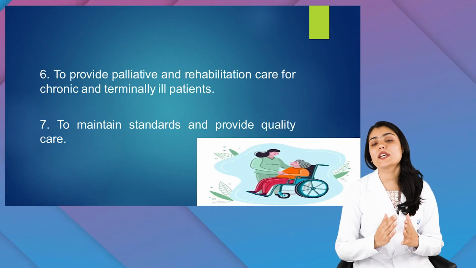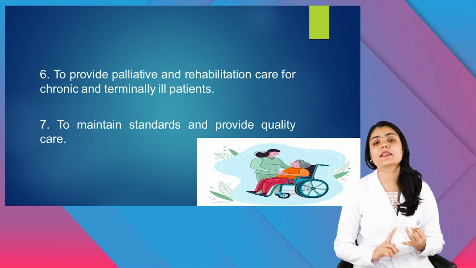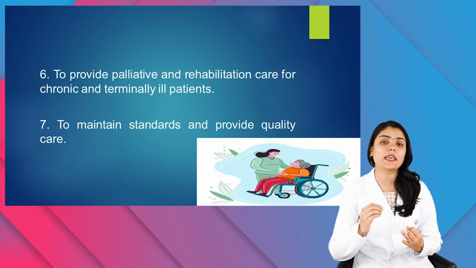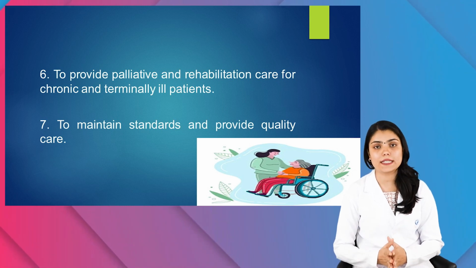complication. The next objective of the hospital is to provide palliative as well as rehabilitative care to terminally ill people and people with chronic illness. Palliative care, as we are all aware, is care that is provided to terminally ill people. The hospital should also provide palliative care to terminally ill patients.